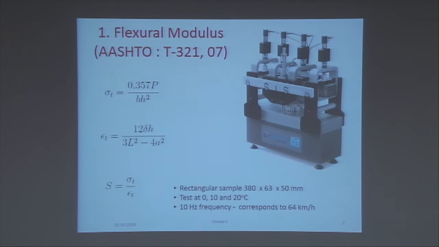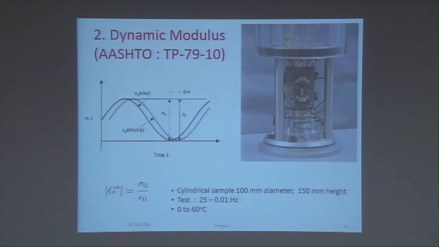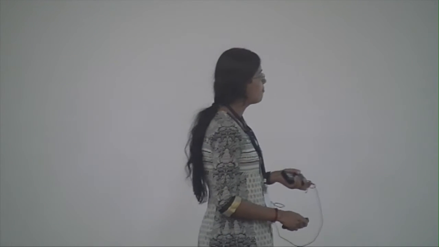Okay, let us move on to the next modulus, which is the dynamic modulus, one of the most commonly used modulus, and the test is conducted as per AASHTO TP 79 2010. In this we use a cylindrical sample of 100 mm diameter and 150 mm height, and the sample is subjected to haversine compression loading. You can see the actuator here applies a compression loading, and the test is conducted across 10 frequencies starting from 25 Hz all the way down to 0.01 Hz. So, 25, 20, 10, 5, 2, 1, 0.5, 0.2, 0.1 and 0.01 Hz, and the test can be conducted from 0 to 60 degrees Celsius.